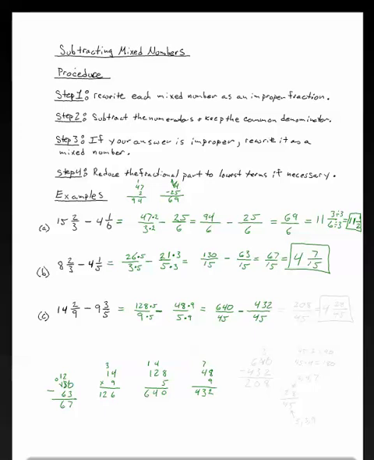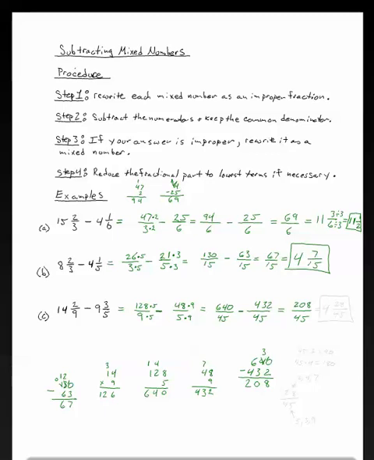Now we have to subtract. We know our common denominator is 45, but we need to know what 640 minus 432 is. 0 minus 2 I can't do, so I have to borrow. 10 minus 2 is 8. 3 minus 3 is 0. 6 minus 4 is 2. So we get 208 over 45.